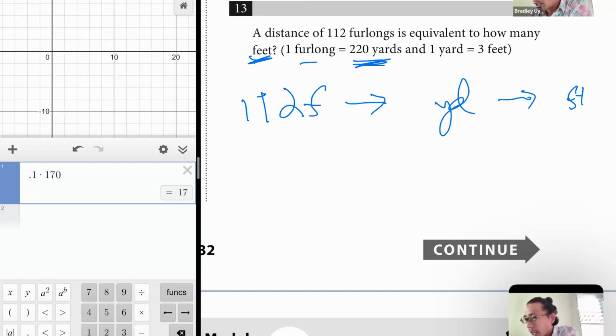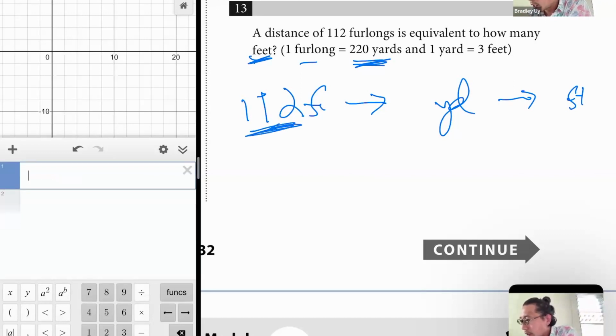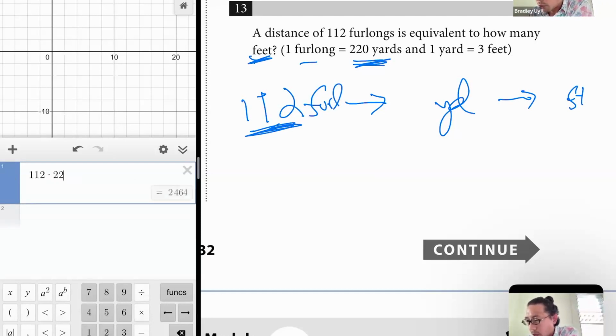So we're going to take 112, and ignore this. This is just the label furlongs. And we're going to multiply it by 220, so 112, go on Desmos again, times 220. That will tell us 24,640 yards. And we know there are 3 feet to a yard.